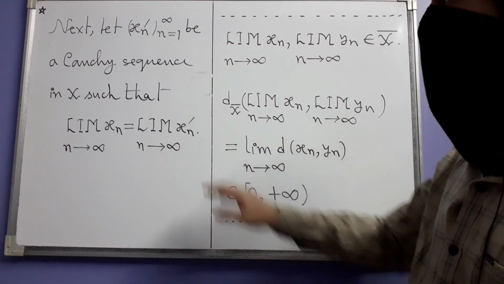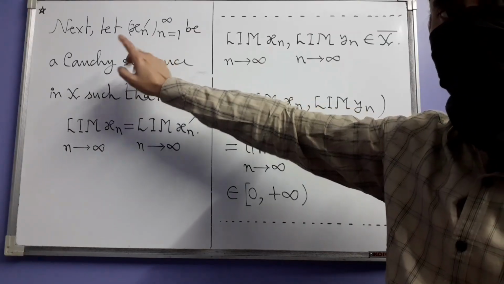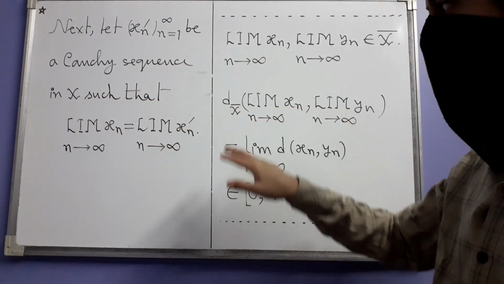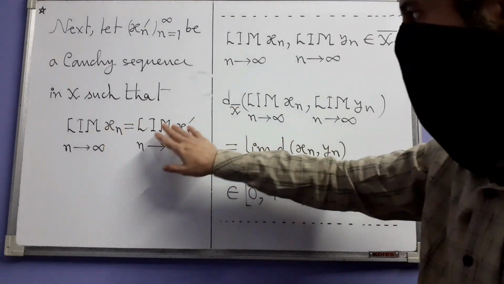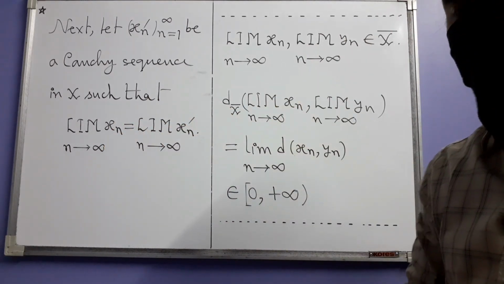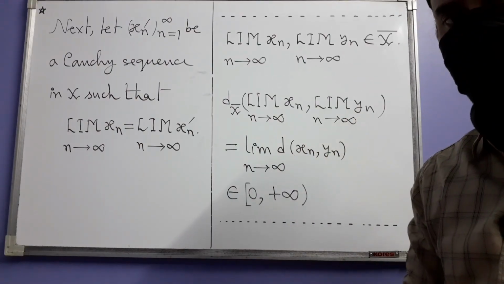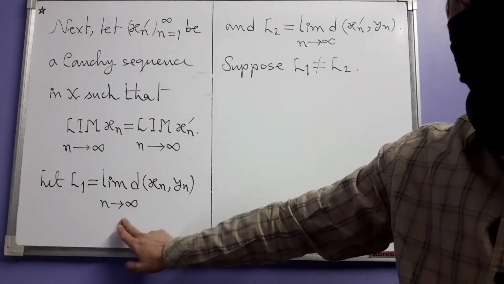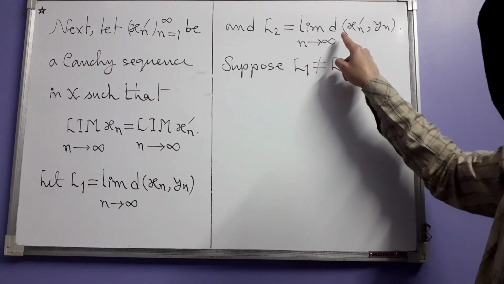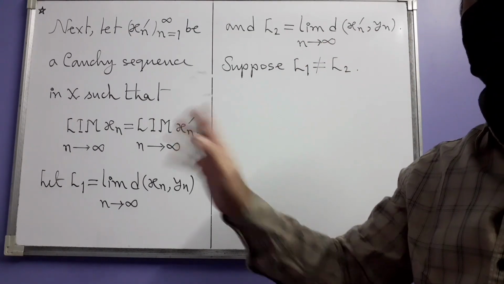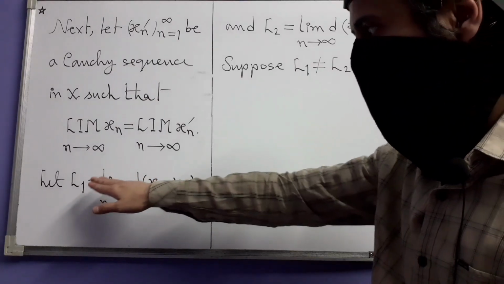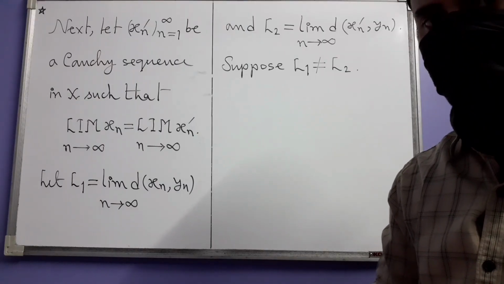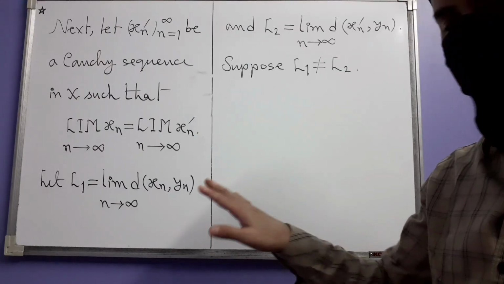And for that, we have next taken a Cauchy sequence xn prime in X whose formal limit equals the formal limit of xn. Now if in place of this we use this one here, will that affect this? So let capital L1 be the limit of d(xn, yn) as n approaches infinity, and L2 be the limit of d(xn prime, yn) as n approaches infinity. We want to show that L1 and L2 are equal, but suppose they are not equal. If we can show that something goes wrong, then that means they should be equal.